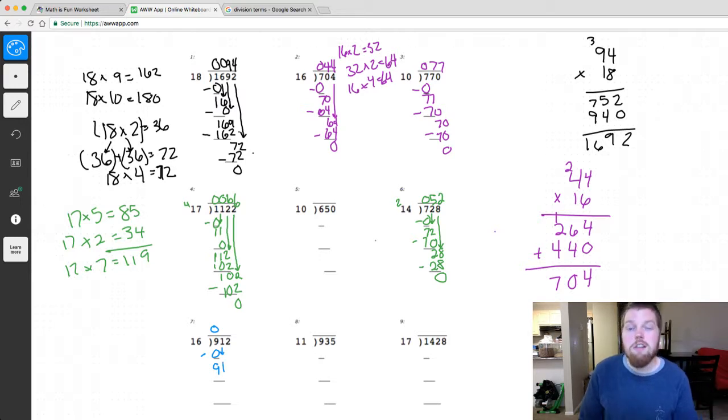How many times can 16 go into 91? Let's make a guess again. Well, let's use this one that I taught you before. 16 times 10 is 160, so half of that is 80. 16 times 5 is 80. And if we added 16 to that, that would be 96, which would be too much. So 16 times 5 is going to be our answer here. 5 times 16 is 80, like I just showed. Subtract, you'll get 11, and you'll bring down this number, 112.